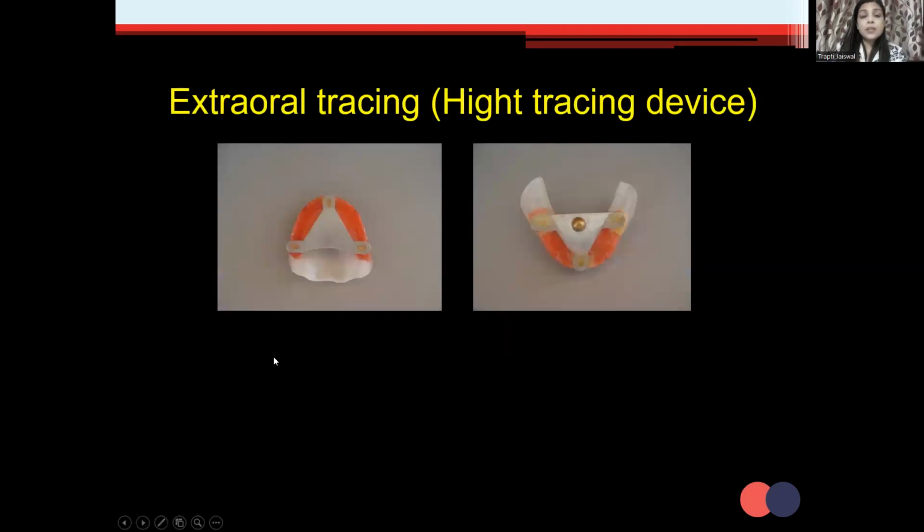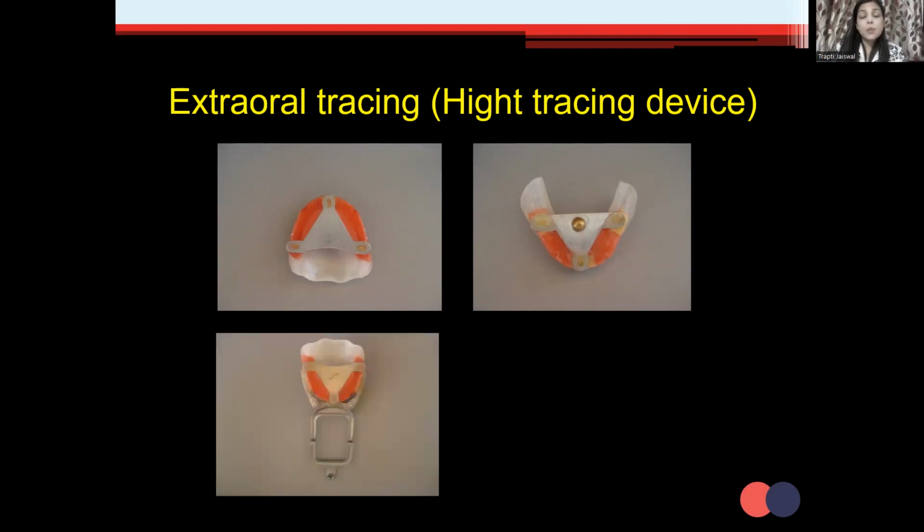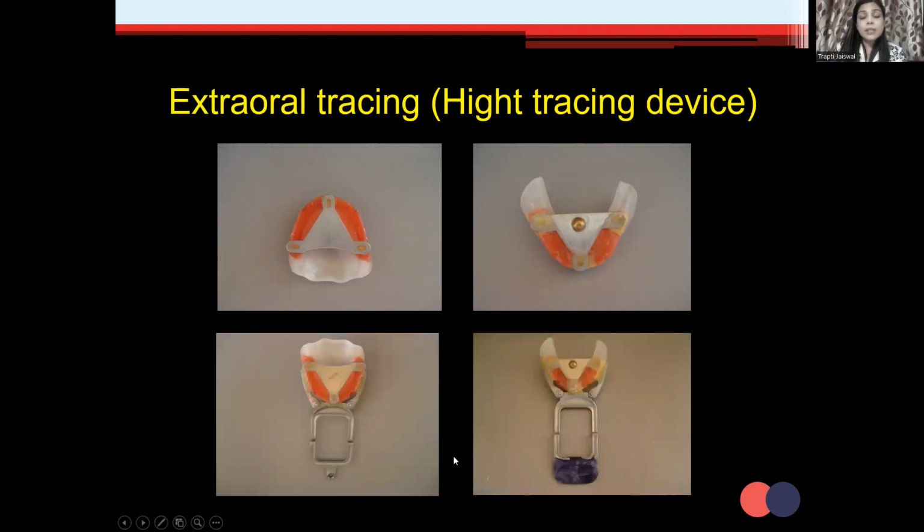Next is the extraoral in the graphic method. The next type of tracing is the extraoral tracing. It is also similar, but the difference and the advantage is that we can visualize the tracing happening when the patient is performing movement because the tracers are attached extraorally. And the arrow point is made on the plate, which is visible extraorally. So the dentist can guide the movements accordingly because he can visualize the markings being made, and he can see whether the patient is making the right movements or not.